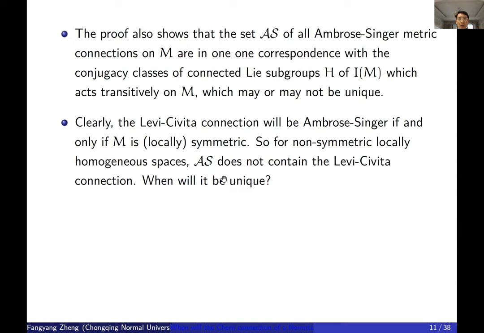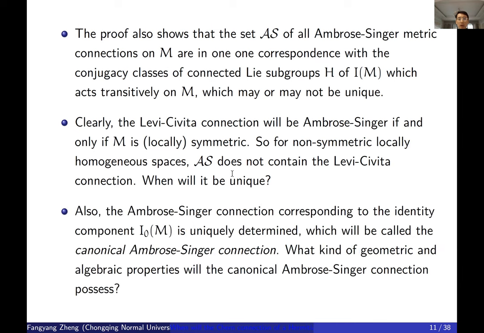In general, one can ask all kinds of questions about this set. We didn't really explore it. For instance, for a homogeneous space, if you consider the identity component of the isometry group, this is, in some sense, the largest, right? According to the Ambrose-Singer theorem, it corresponds to a metric connection, an Ambrose-Singer connection. And this connection, in some sense, has the largest symmetry. So in a way, it should be canonical, right? So even when the Ambrose-Singer connection is not unique, this connection still makes sense.